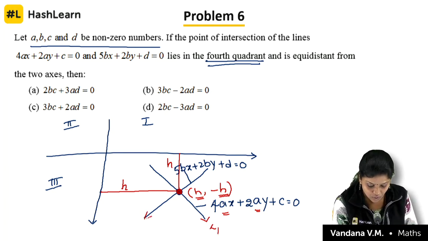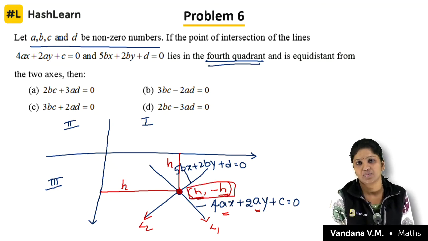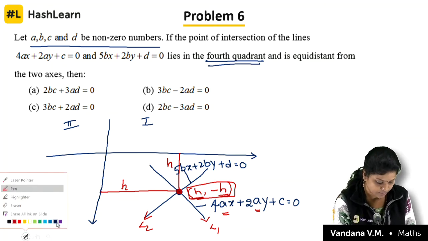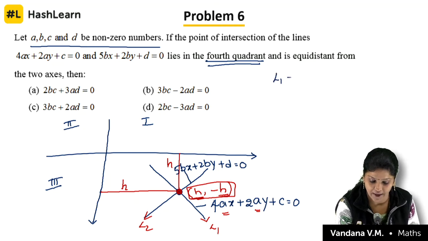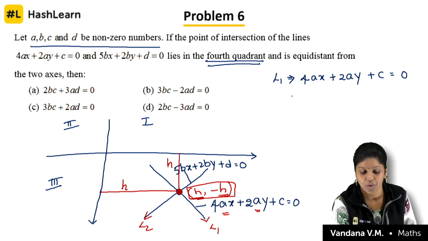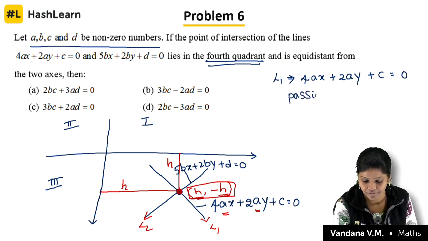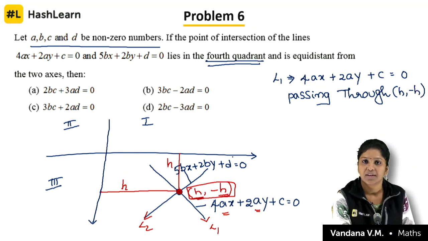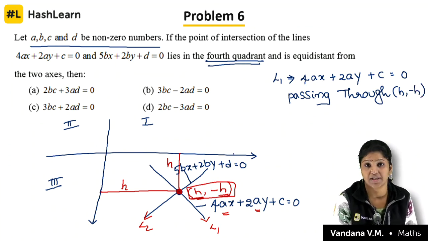Now you see, this line L1 is also passing through that point, L2 is also passing through this point. So both have to satisfy the condition. Passing through the point means it has to satisfy the equation. So please substitute. L1 implies 4ax plus 2ay plus c is equal to 0. Passing through which point? Passing through h comma minus h. I told you passing through means it has to satisfy the equation.